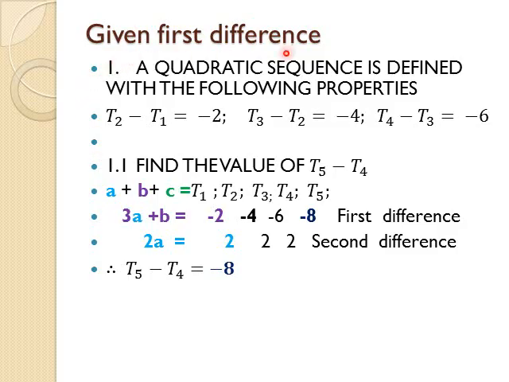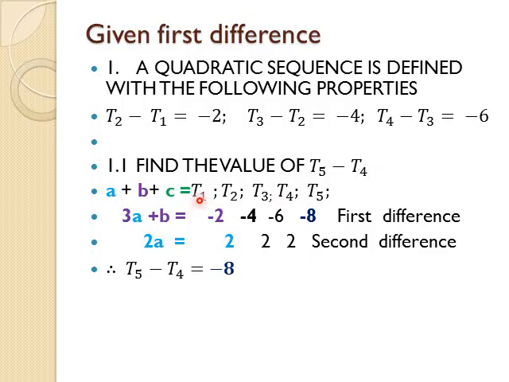Alright, so given first difference, a quadratic sequence is defined with the following properties. Term 2 minus term 1 equals minus 2. Term 3 minus term 2 is negative 4. Term 4 minus term 3 is negative 6. I want you to find the value of term 5 minus term 4.